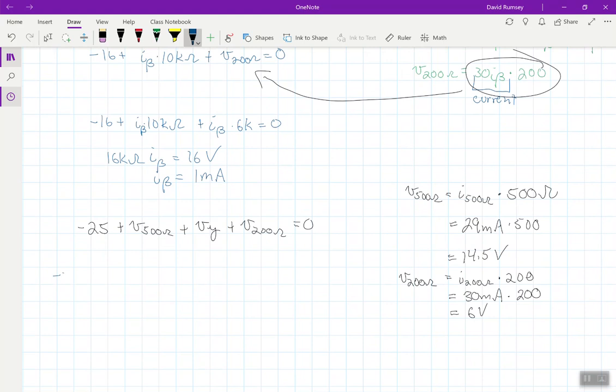So I get negative 25 plus 14.5 plus Vy plus 6 equals 0. And then some basic arithmetic, and we get that Vy is 4.5 volts as my final answer.